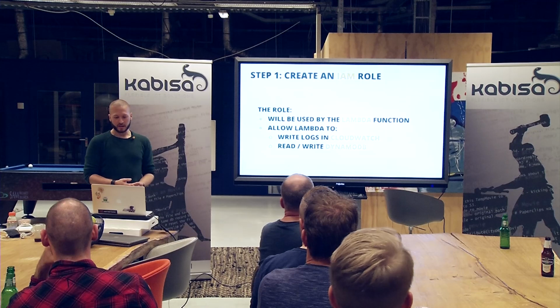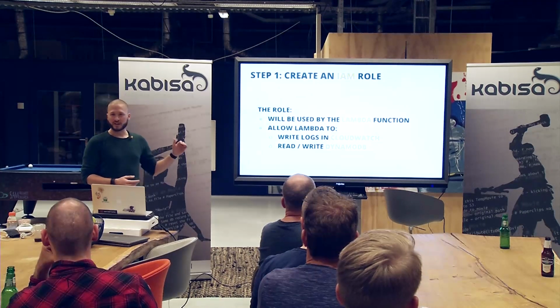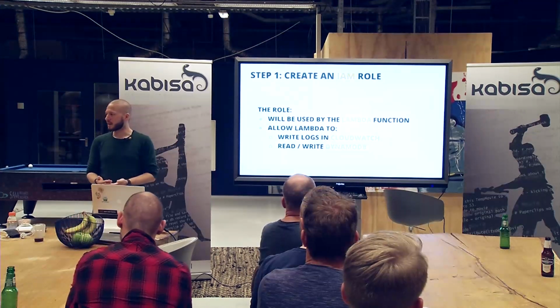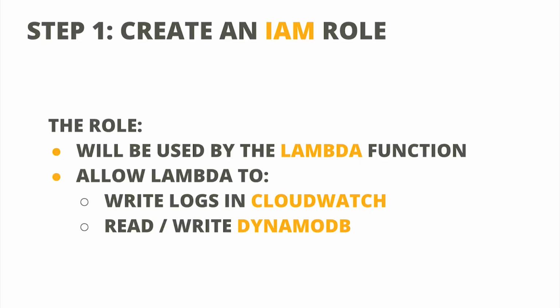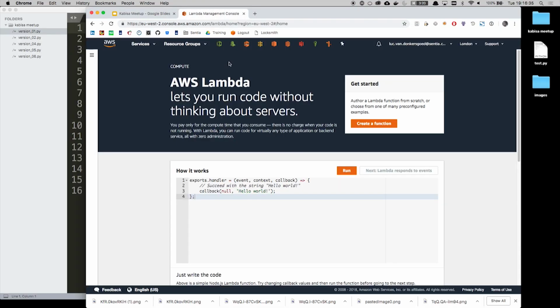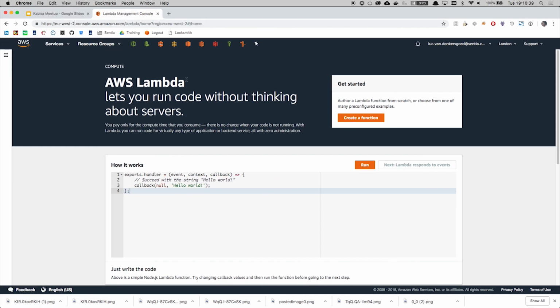So first we will define a role that will be used by the Lambda function. So it will define what the Lambda is allowed to do. And what we will allow it to do is write logs in CloudWatch, because it's nice to have output, and read-write from the DynamoDB table. And the role is required to create a Lambda function, which is the reason why we will do it first.